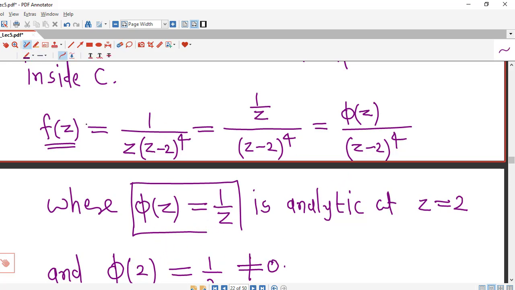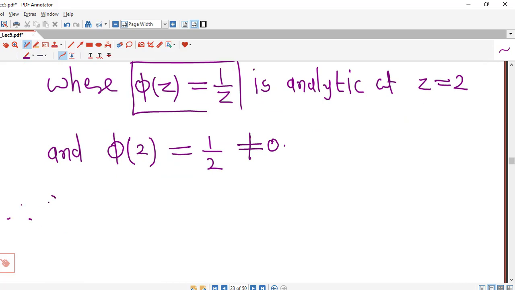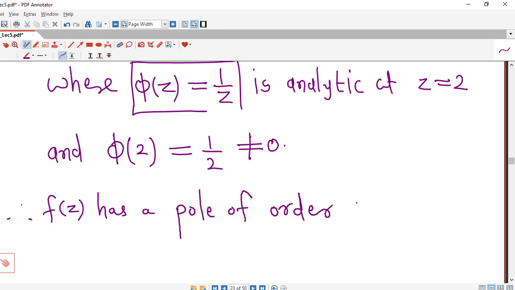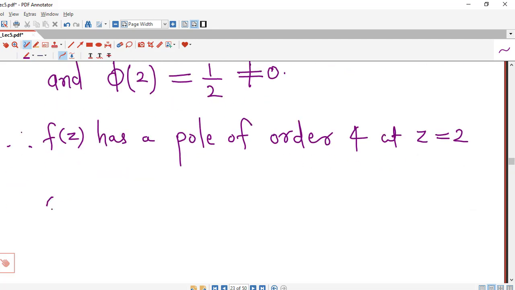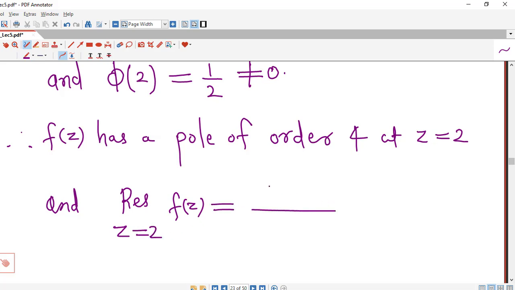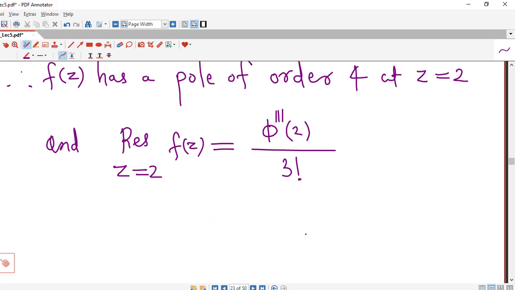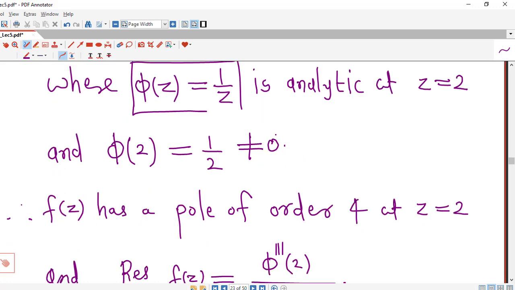So therefore f of z has a pole of order 4 at z equal to 2, and residue of f of z at z equal to 2 will be equal to the third derivative of function phi at z equal to 2 divided by 3 factorial.